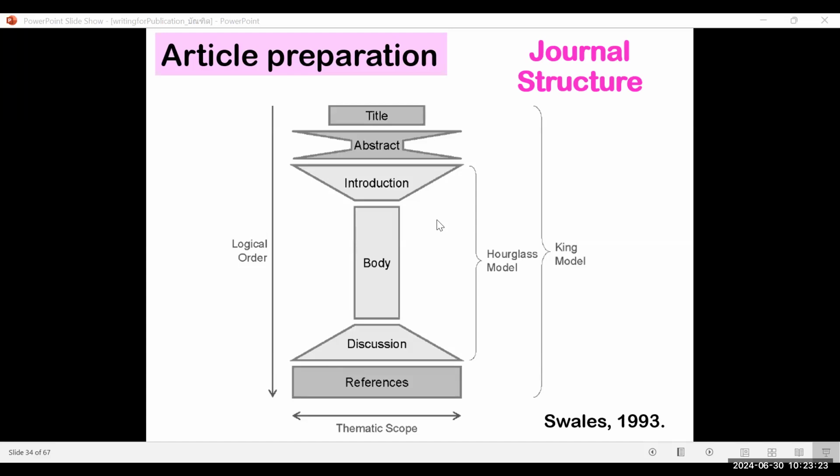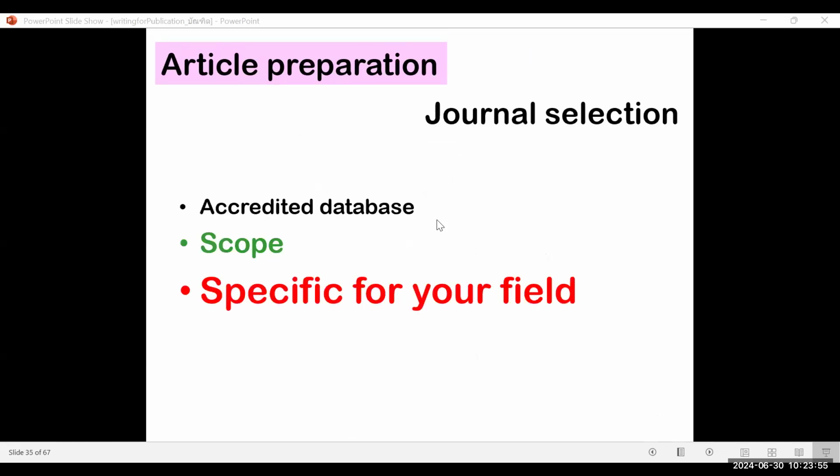But you had better keep in mind that you need to arrange them all in logical order. The title will tell the readers, will tell the audience, what you're going to do and what you're going to get. The abstract turns out to be a mini version, telling you everything that has been done. The introduction will tell you about the background and rationale. So everything is supposed to be in a logical order, right?